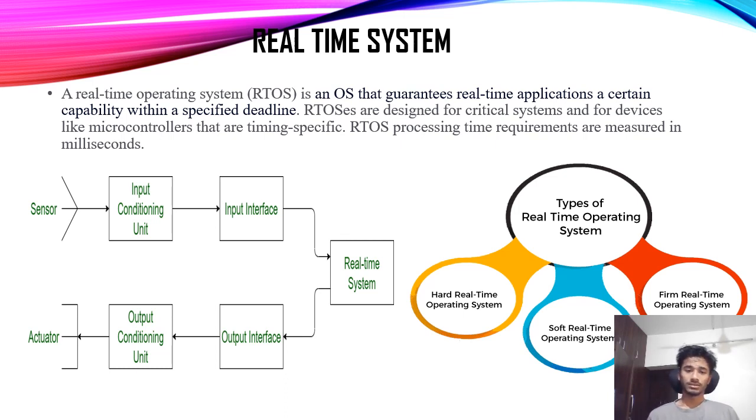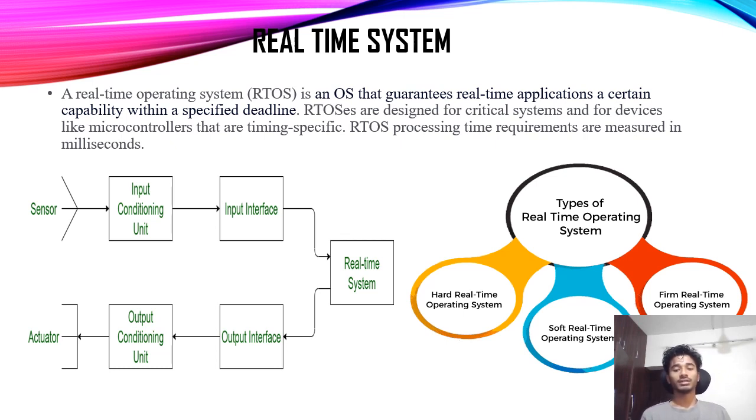So basically, here you can see on my screen, there's a flow chart. The first one is the sensor. This is an example for an air conditioning unit. A sensor is given to an input conditioning unit, then it is given to an input interface, then it is passed to a real-time system. Then from the real-time system, it is passed to the output interface, then the output conditioning unit, then the actuator.